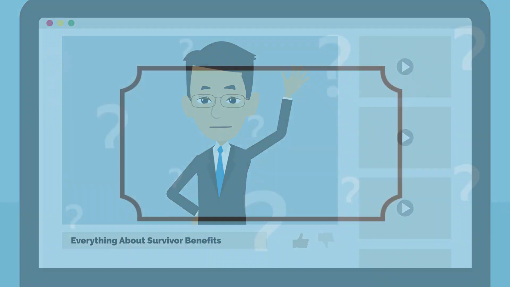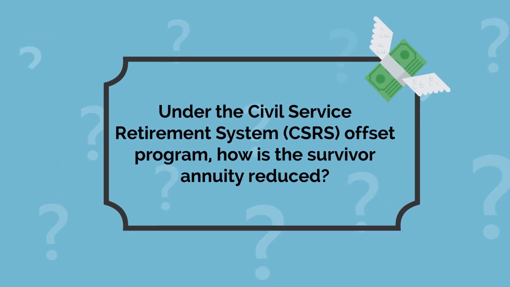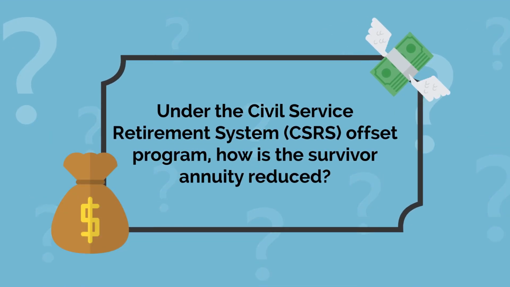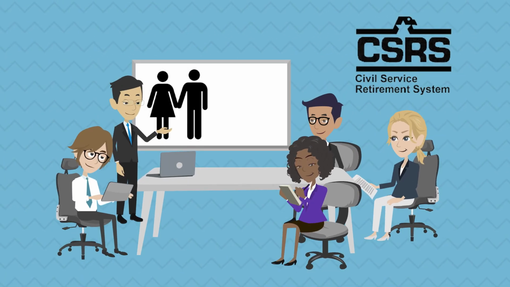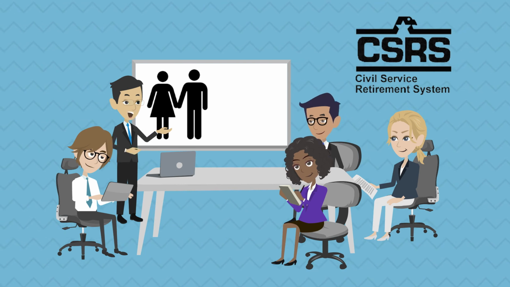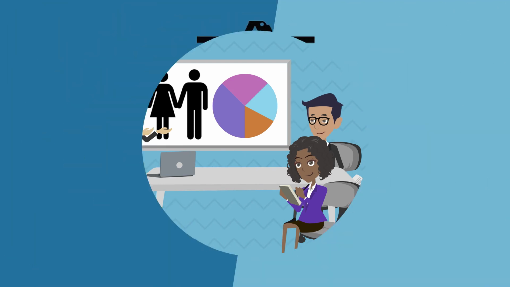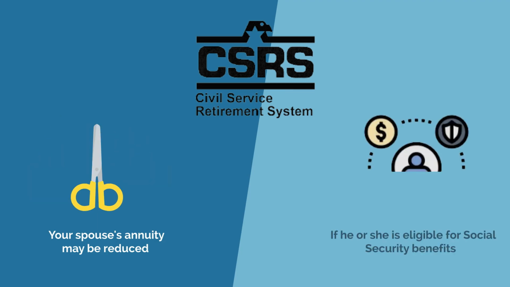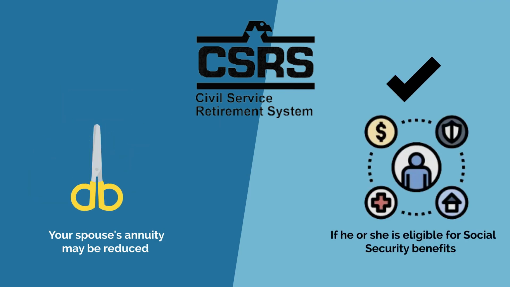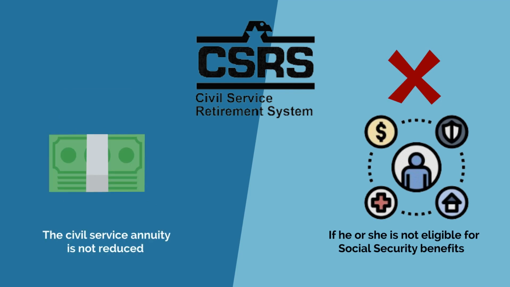Let's continue. Under the Civil Service Retirement System, CSRS, offset program, how is the survivor annuity reduced? Under the CSRS offset program, a survivor annuity for your spouse is calculated in the same way as a survivor annuity would be calculated based on full CSRS coverage. However, under CSRS offset, your spouse's annuity may be reduced if he or she is eligible for Social Security benefits based on your federal service. If he or she is not eligible for Social Security benefits, the civil service annuity is not reduced.